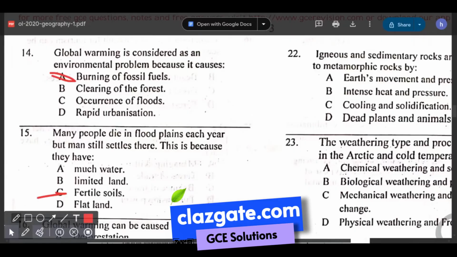Floodplains are areas that periodically flood with water. It can be a dangerous place to live, but they attract people because of the fertile soils. And then let's go to question number 16.